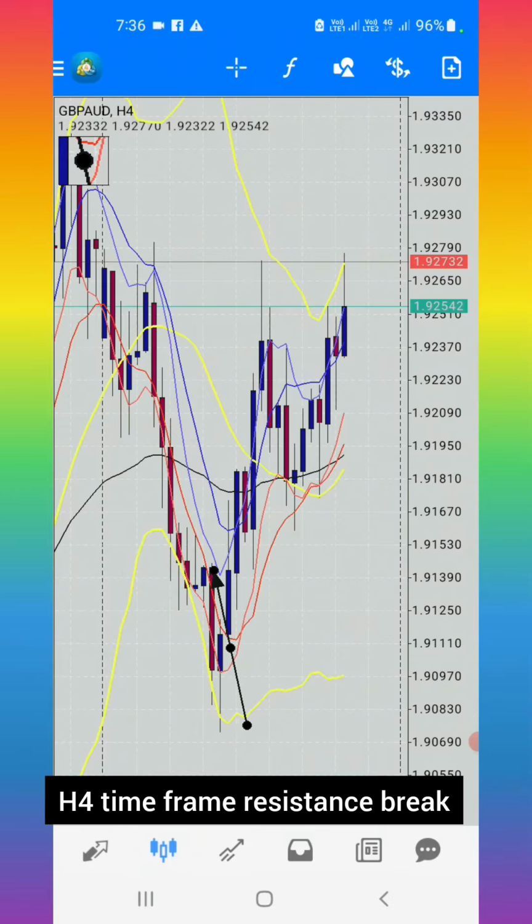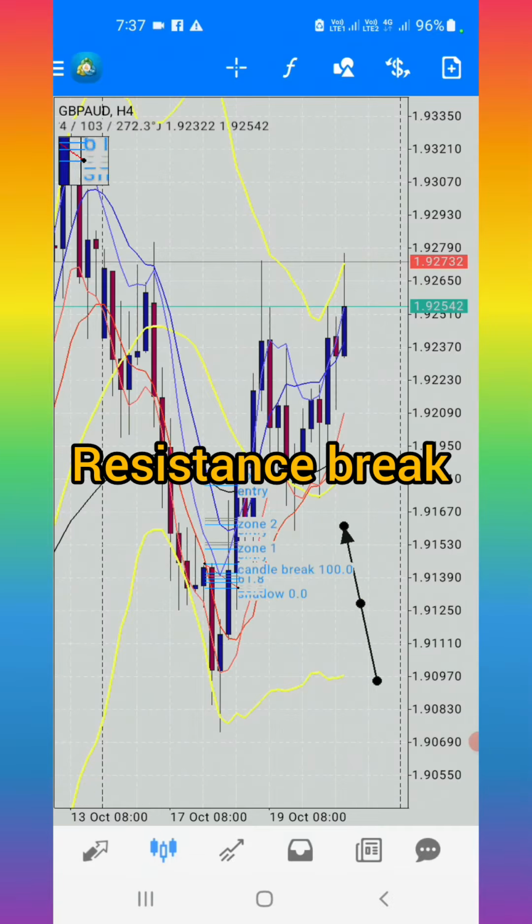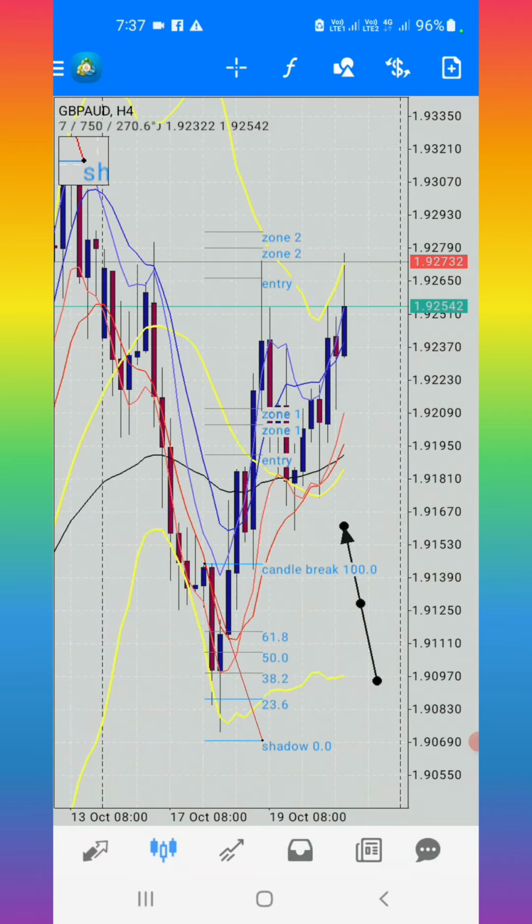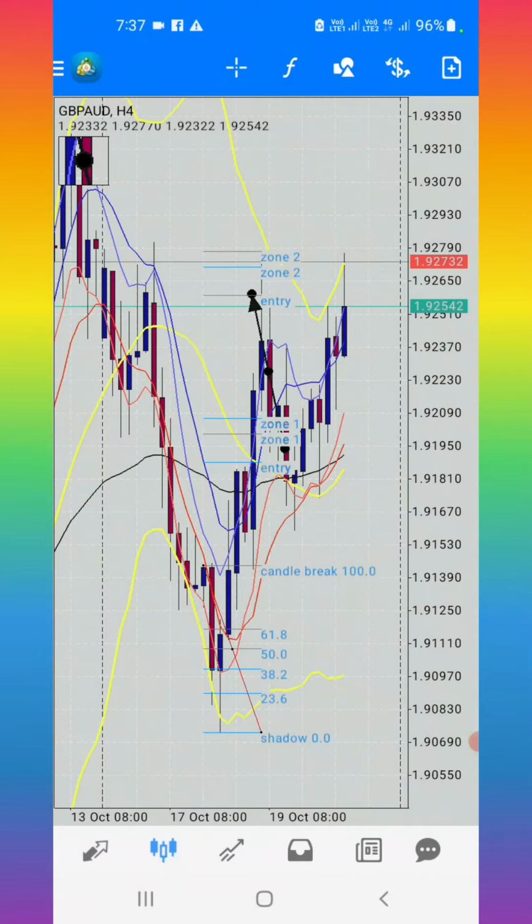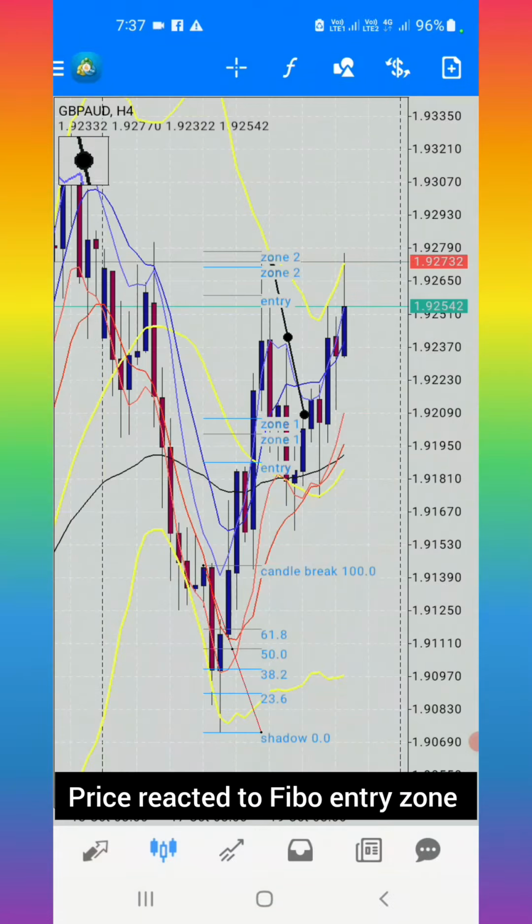4-hour time frame resistance break. Price reacted to Fibo entry zone.